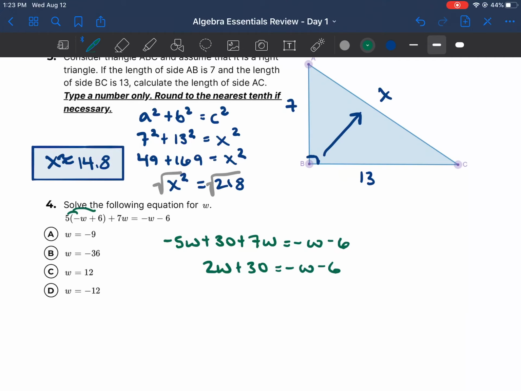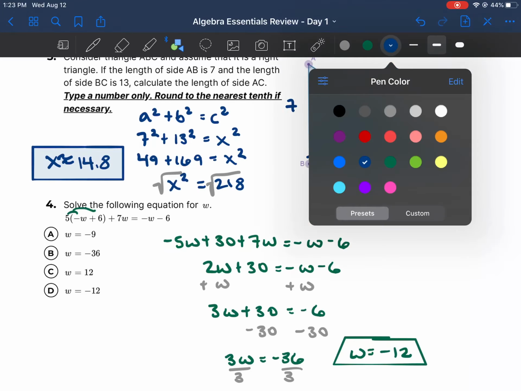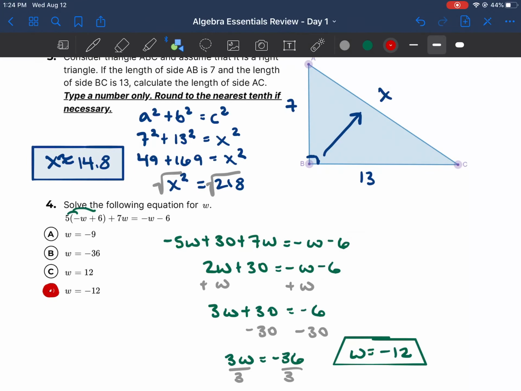And now we want to go ahead and get variables on the same side. So I'm going to take the negative w and add it to both sides. This will give me 3w plus 30 equals negative 6. Now we need to work on isolating the variable, so we'll subtract 30 from both sides. We get 3w equals negative 36. And then lastly, we need to divide by the coefficient 3. And this will tell us that w equals negative 12, which is D.